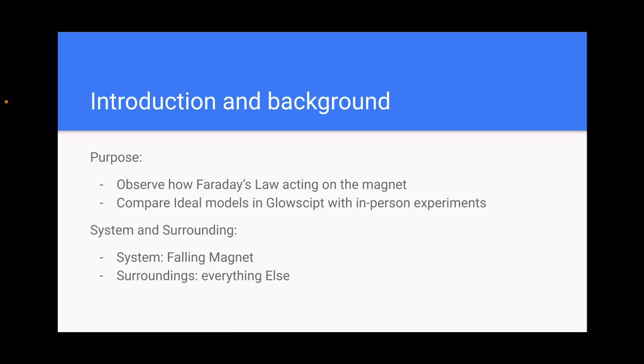The purpose is to observe how Faraday's Law is acting on the magnet. We're going to compare ideal models in GlowScript with in-person experiments, and we're going to look at our system and surroundings. Our system is our falling magnet. Our surroundings is everything else.